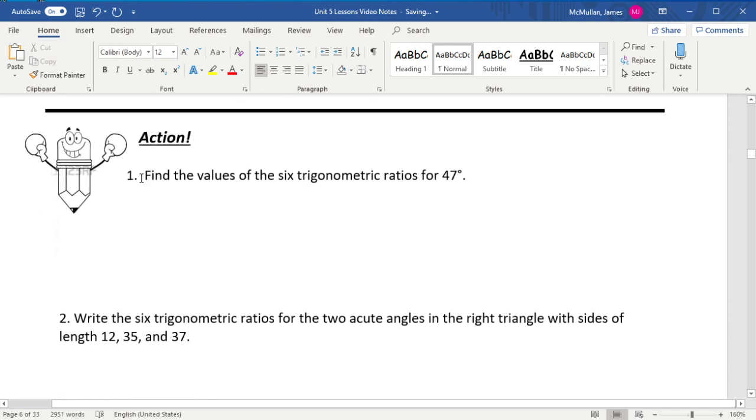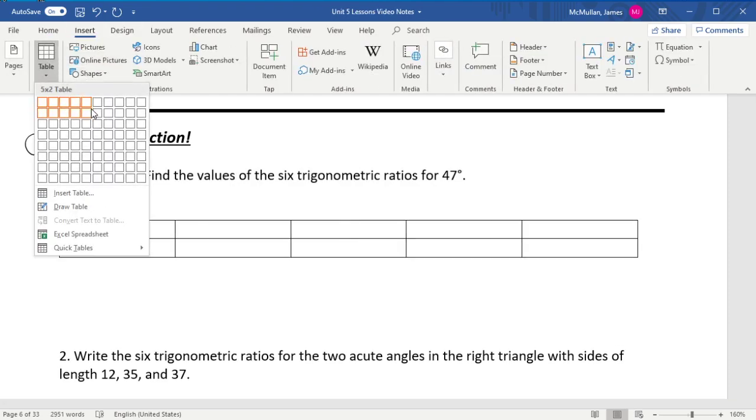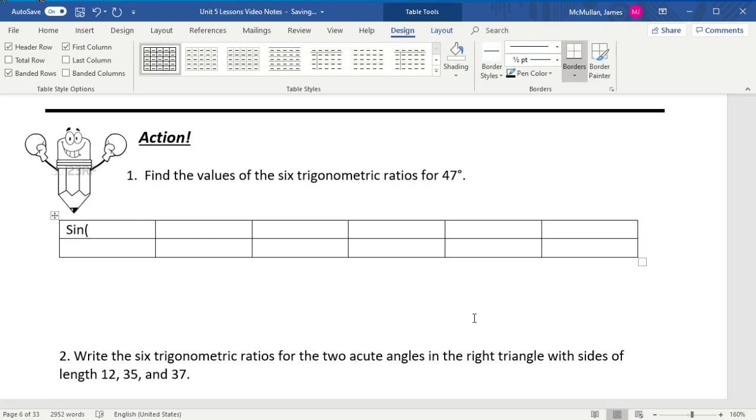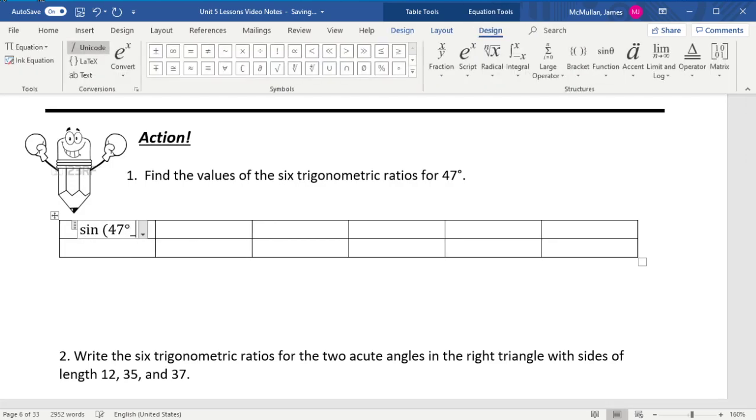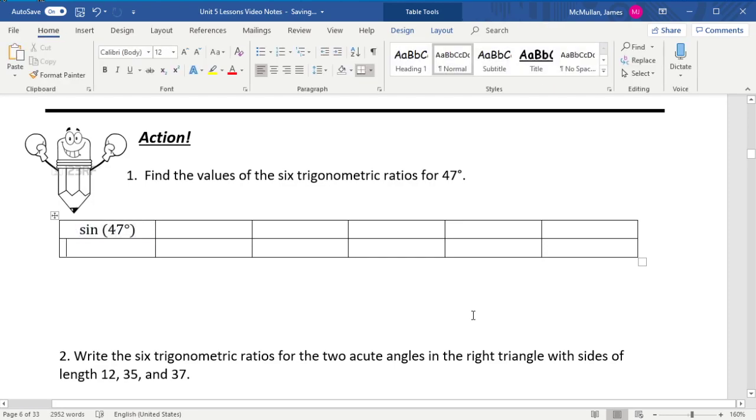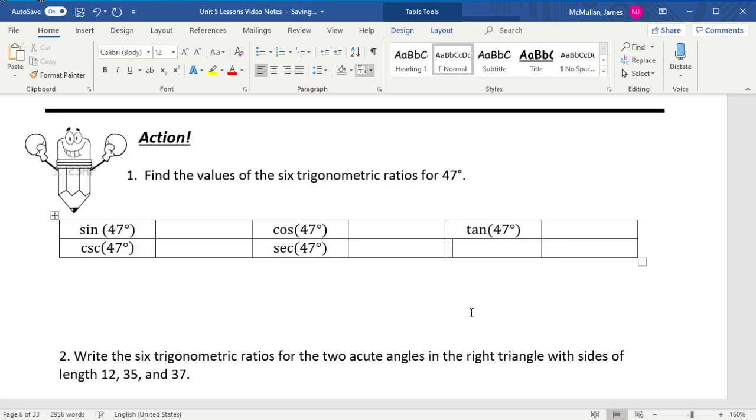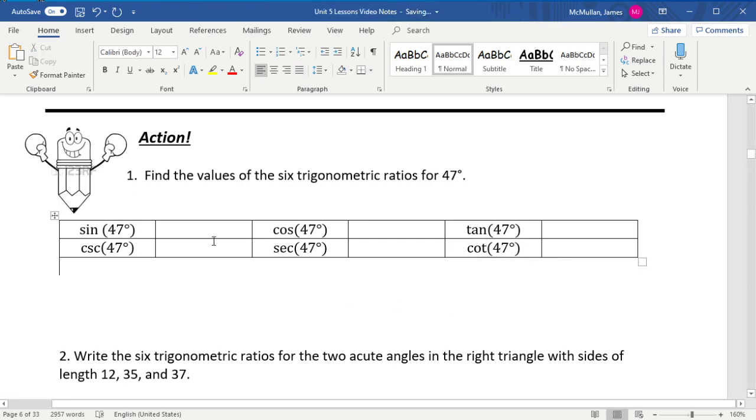All right, so it says find the values of the 6 trig ratios of 47 degrees. So let's make a quick table. We'll make it 6 by 2. We'll do sine, and underneath sine we'll do cosecant, because those two are related. Over here we'll do cos, and underneath here we'll do secant, because those two are related. And over here we'll do tan and cotan, because they are related. Again, there's nothing to this. Let's just find the first three and we'll get the answer.